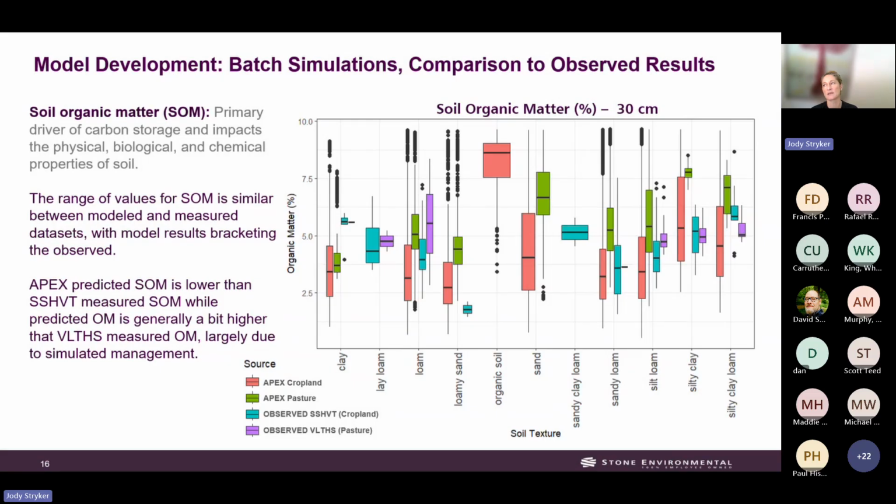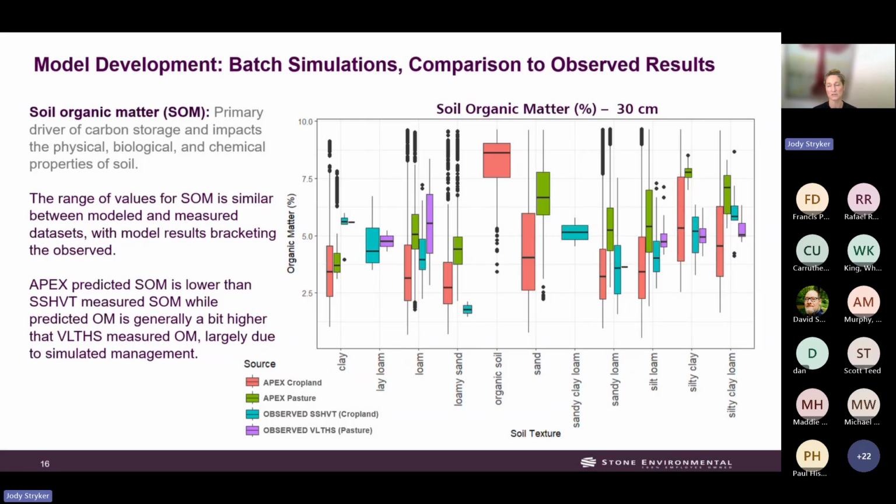And we see that in many of the row crop scenarios, there's a decrease in soil organic matter over the course of the simulation, whereas in the hay scenarios, there's usually an increase or a constant soil organic matter over those simulations. So that may be creating a little bit of bias in these distributions.